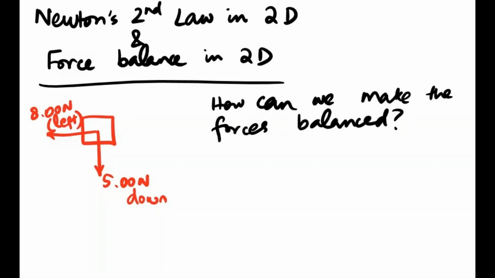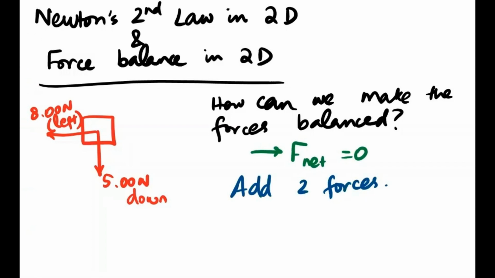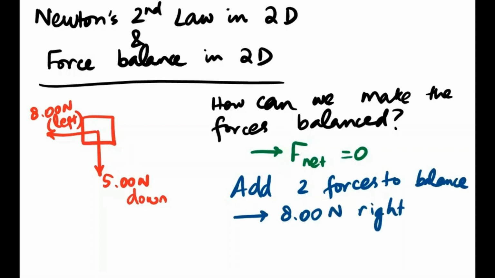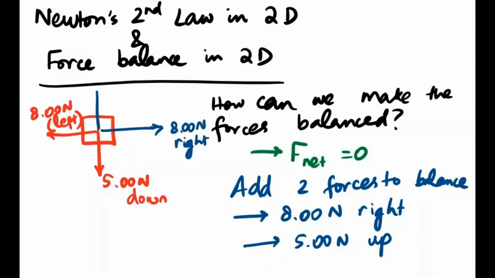So if we want to balance the forces in this scenario, we need to have a net force of 0. If you think about how we can balance it, if there's two forces added to balance, we can have 8 newtons going towards the right to balance the left one, and we can have 5 newtons going up to balance the downward force. So let me draw those two forces, and that's how we can create an equilibrium situation in which all the forces are balanced.